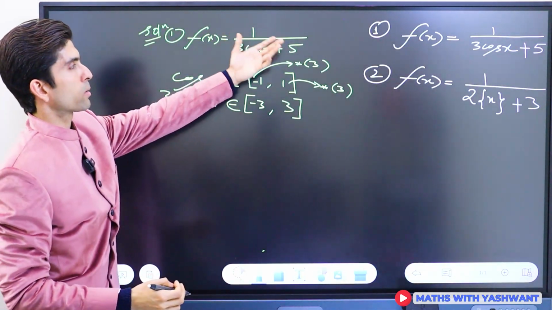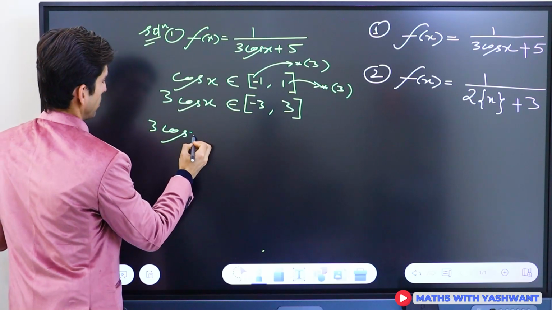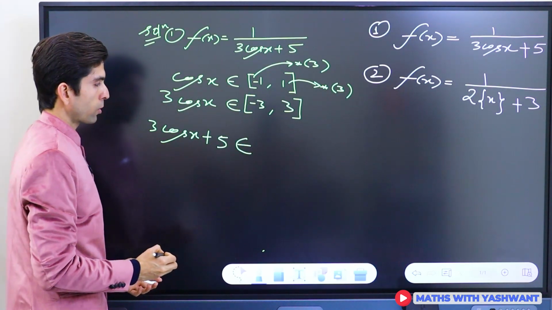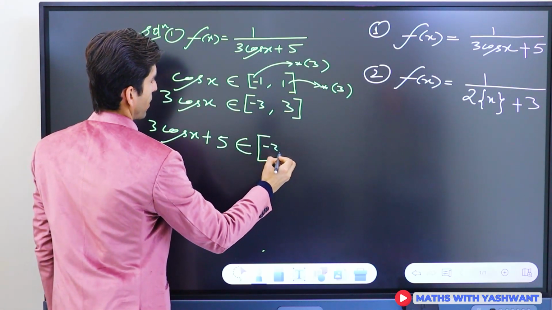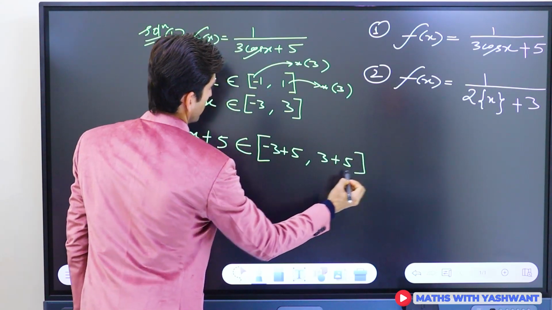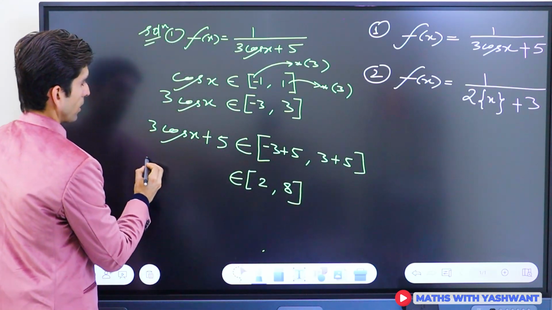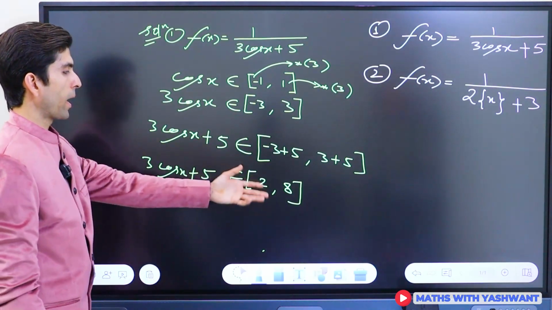Now we will add 5. So if we add a constant, this all I have taught in my previous videos, you can watch it once again. We'll add 5 to the left hand boundary point and to the right hand boundary point. So this will be your 2 and this will be your 8. So the range of 3 cos x plus 5 comes out to be 2 to 8.